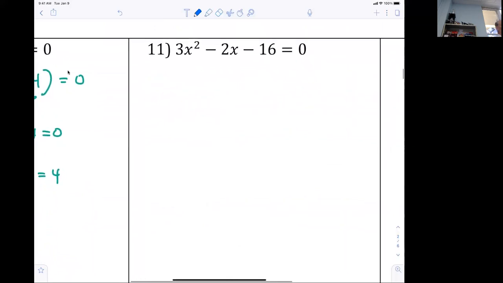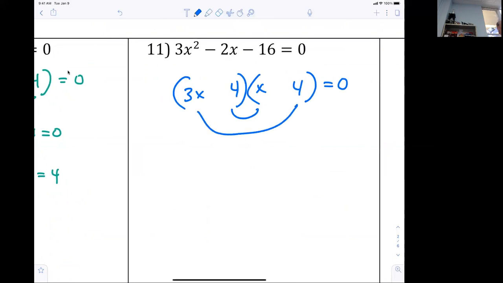Number 11. All right, we got some problems here, a little bit harder. 2 sets of parentheses. 3x and 1, x and 1. 3x and x. What do I want to try with 16? 4 and 4. Let's try 4 and 4. Let's see if he's right. How much is that? 4. And how much is that? Does 4 and 12 make 2? 8 and 2. So we're going to try 8 and 2.